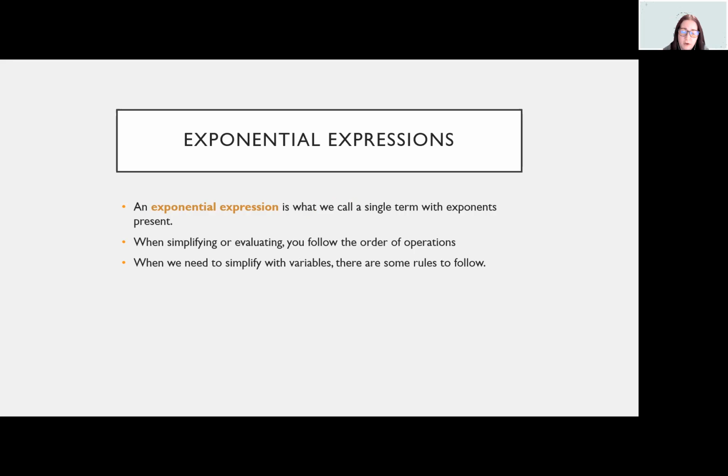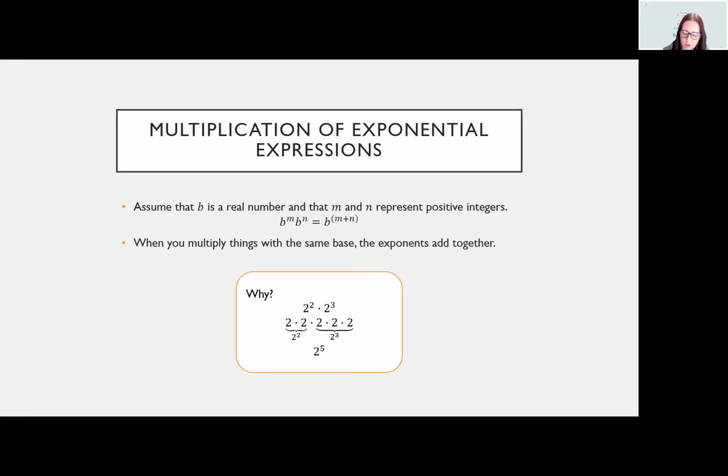And so when we're simplifying these or evaluating these, we follow the order of operations just like we do for everything else. And with numbers, you basically just do the math, but with variables, we have some additional rules to follow. So the first rule is the multiplication property or the multiplication rule for exponential expressions. And this is where when you're multiplying things with exponents and the base, which is underneath the exponent, is the same thing, you can add your exponents together.